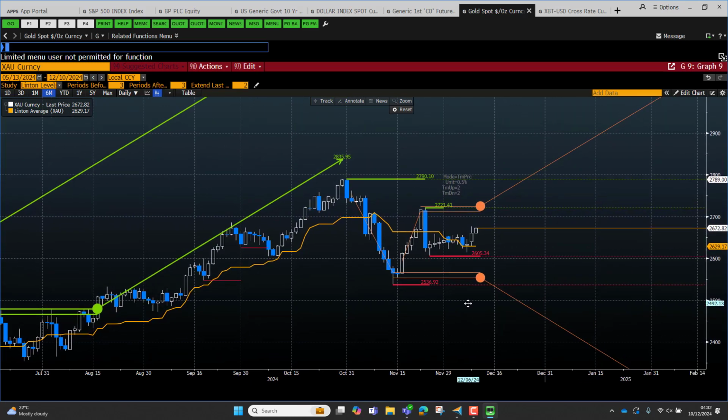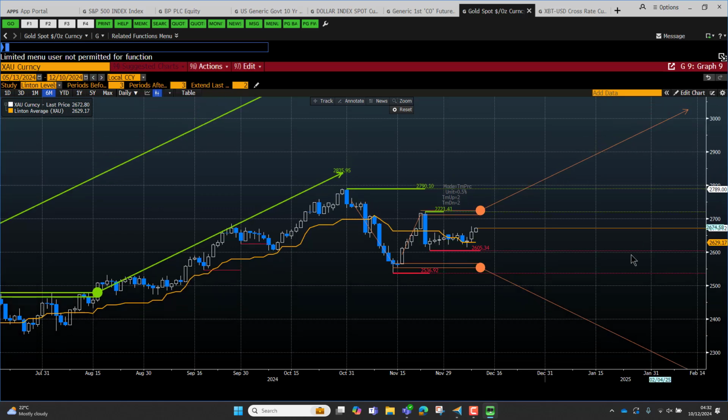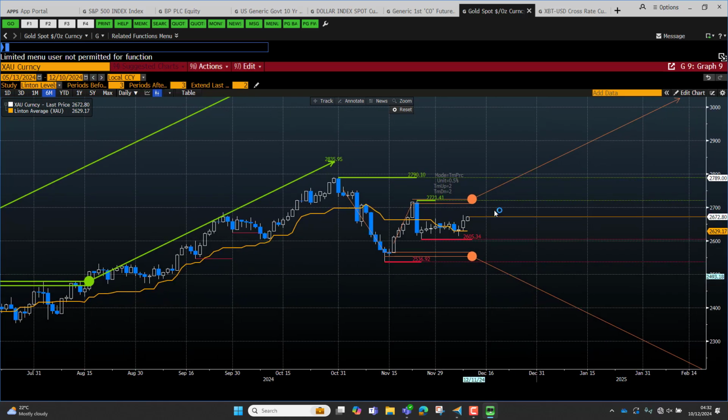But now we have these orange circles, and these are really quite key because whichever one is activated is going to give us a heads up as to which way gold goes next. So really quite interesting there. Watch for those. This will turn green if we activate that target, and this one will turn red if we activate that downside target. So really one to watch.